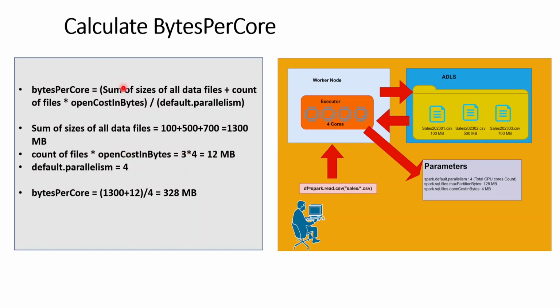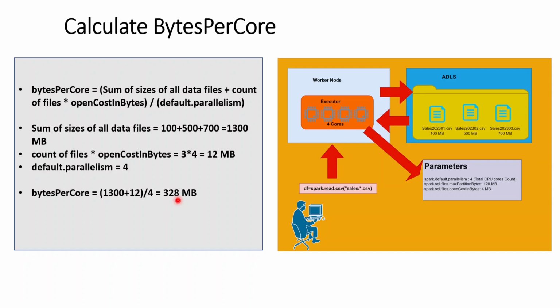So basically we have to add these two, the sum of sizes with count of files multiplied by open cost in bytes, and that comes to around 1312. And that is divided by default parallelism, which is 4. Then based on these values, we get bytes per core as 328 megabytes in this use case. Now the first step, where the Spark engine calculates bytes per core, is completed.